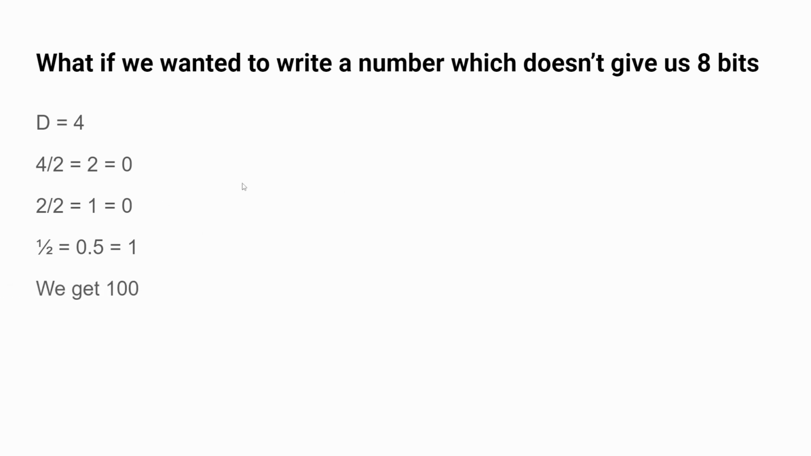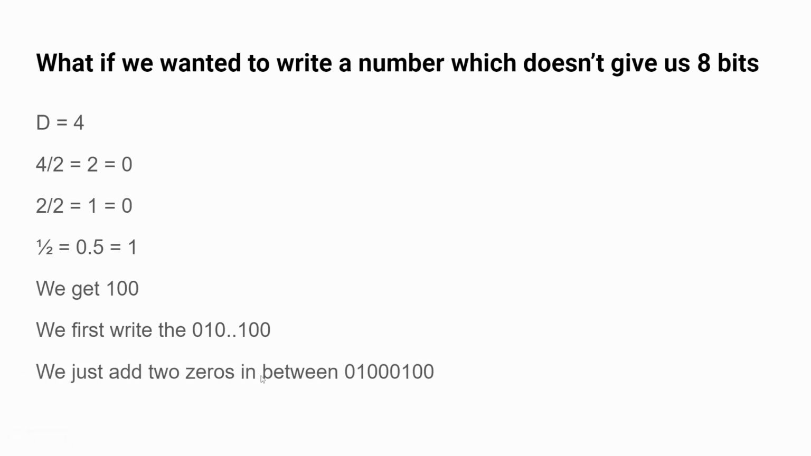So we get 3, before we got 5. We first write the start, which case we want. In this case we want uppercase, and we see that 2 is lost, and we only get 6 bits, and therefore we just add 2 zeros in between those two, and this will give us an uppercase D.